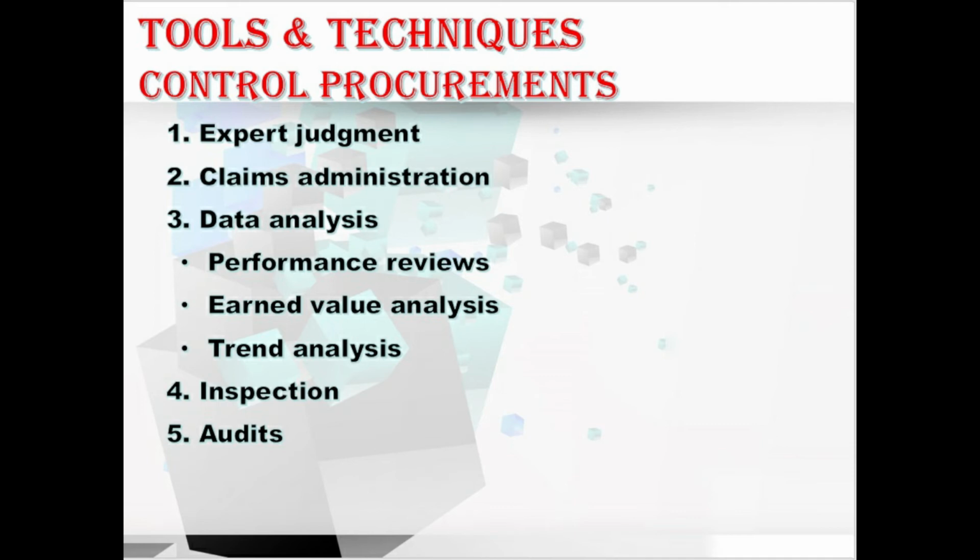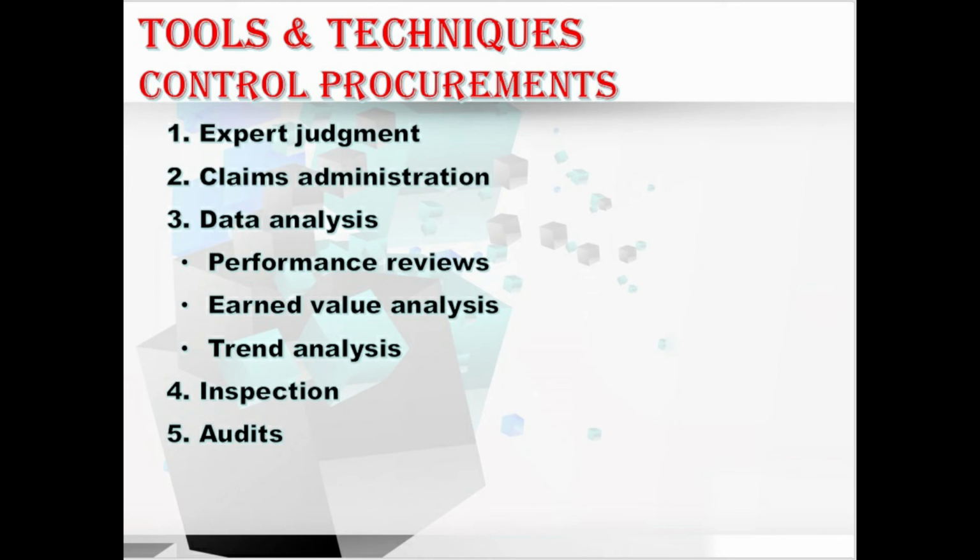We have audits. These we have also discussed in quality management. The audits are a structured review of the procurement process, and the rights and obligations related to the audits should be described in the procurement contract. The resulting audit observations should be brought to the attention of the buyer's project manager and the seller's project manager for adjustments to the project whenever necessary. This is about audits. So we have completed all the tools and techniques of the control procurements process.